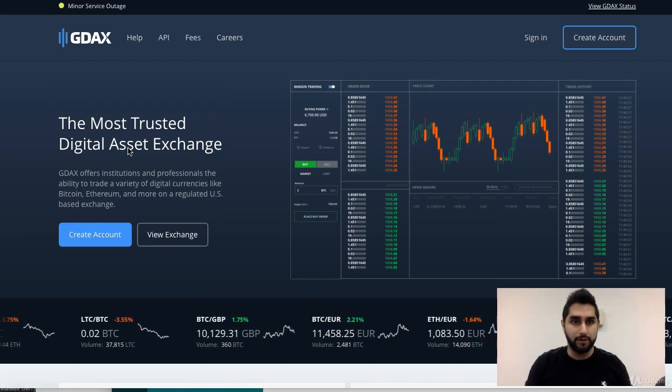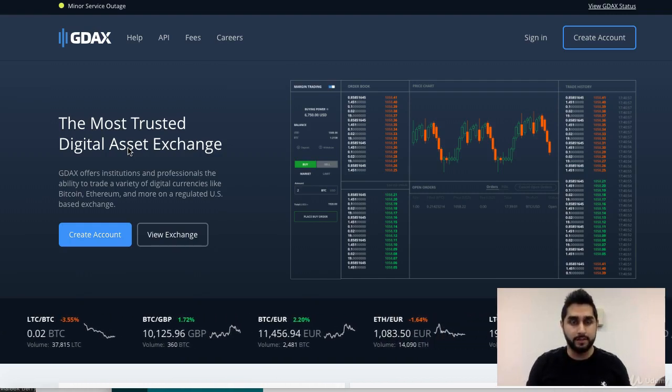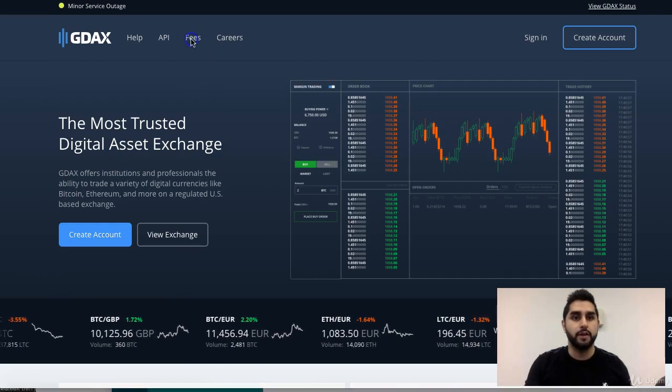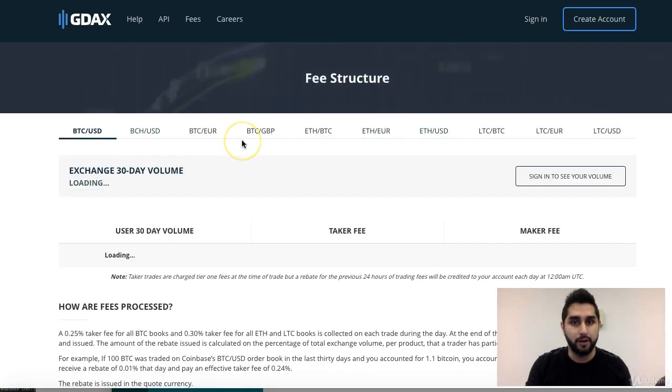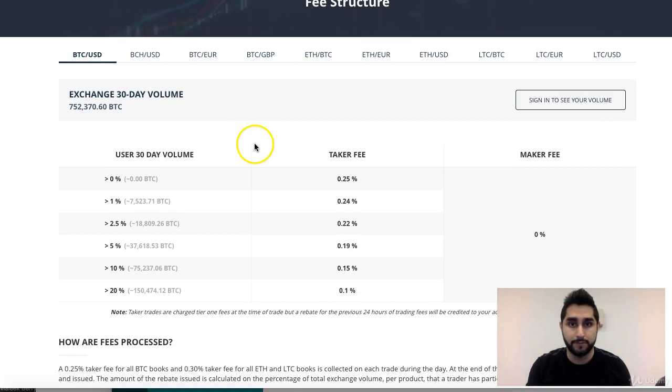The best part about this exchange is the fees. It is much lower than the competition and what's out there. Okay, that's the best part.